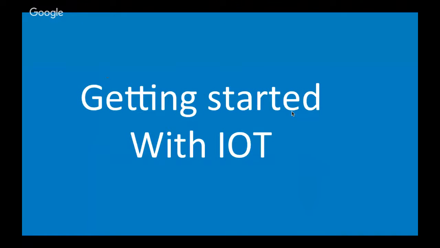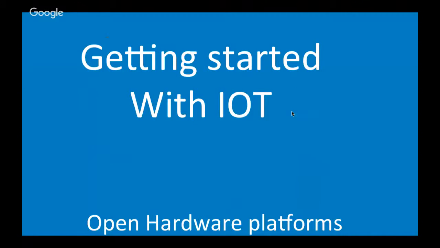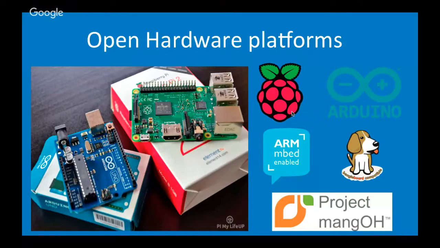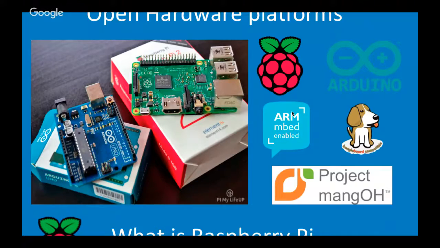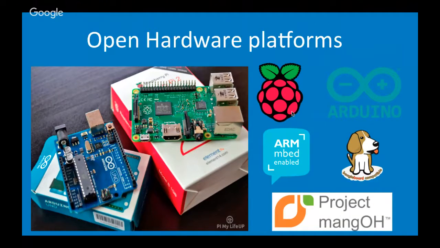Now that we have seen the end-to-end thing, how can anyone actually get started with IoT? What does it mean to get started with IoT? There are different open hardware platforms that exist as of today, things like Arduino, Raspberry Pi, and ARM-enabled embedded boards. There's a project Mango. We'll quickly deep dive into what exactly it is by looking at the Raspberry Pi. I use the Raspberry Pi as my open hardware.